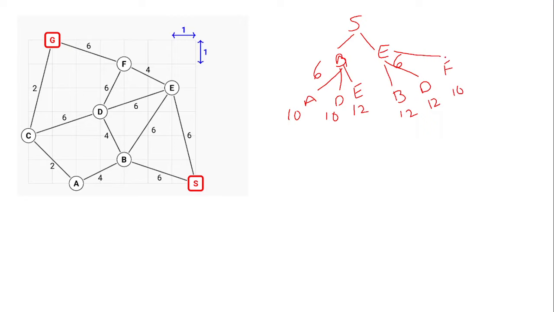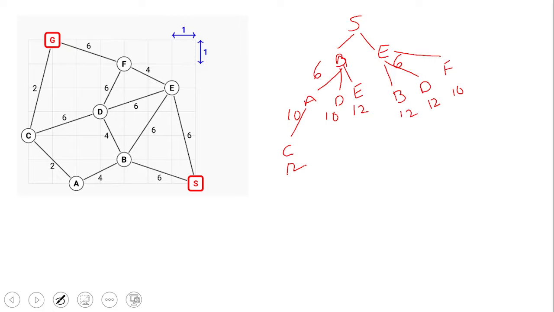Now which is the least one we have? 10, 10. We have A with 10, D with 10 and F with 10. So we need to expand all of these. If I expand A, what are the nodes connected to A? C. I am not writing B, since we are already coming from B. So C. What is the path now? 6 plus 4, 10, plus 2, 12.